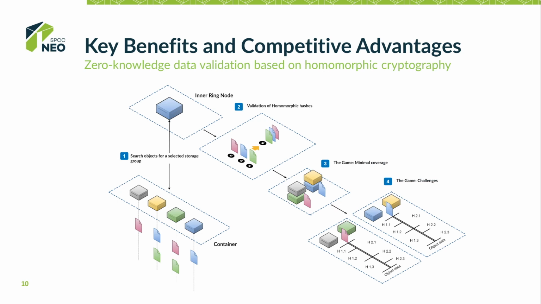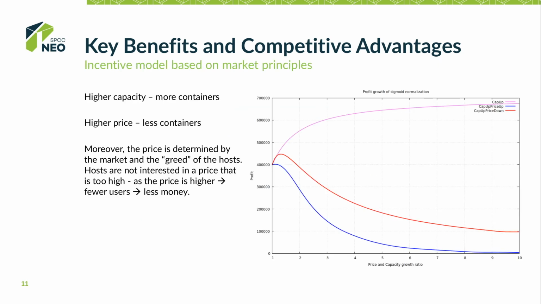For the incentive model and pricing, we implement a free market. Each node declares how much it wants to receive as a reward for data storage service for the upcoming epoch. The placement function considers the declared price and prefers nodes with better prices.